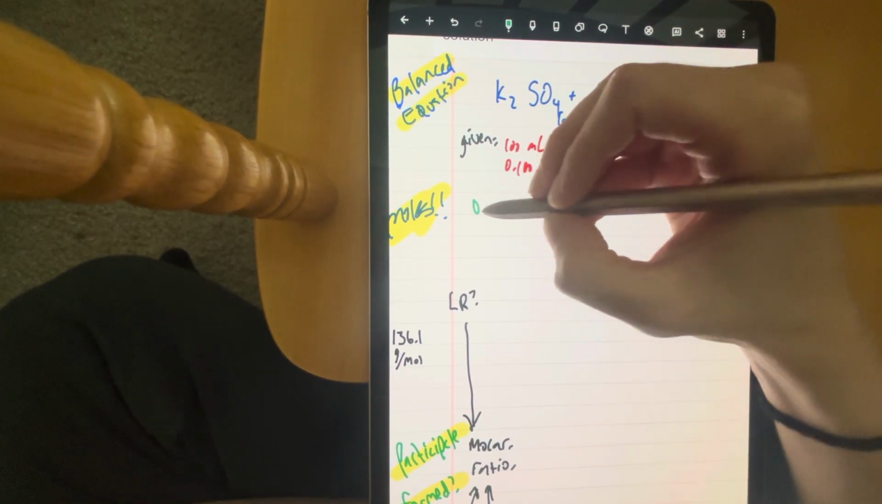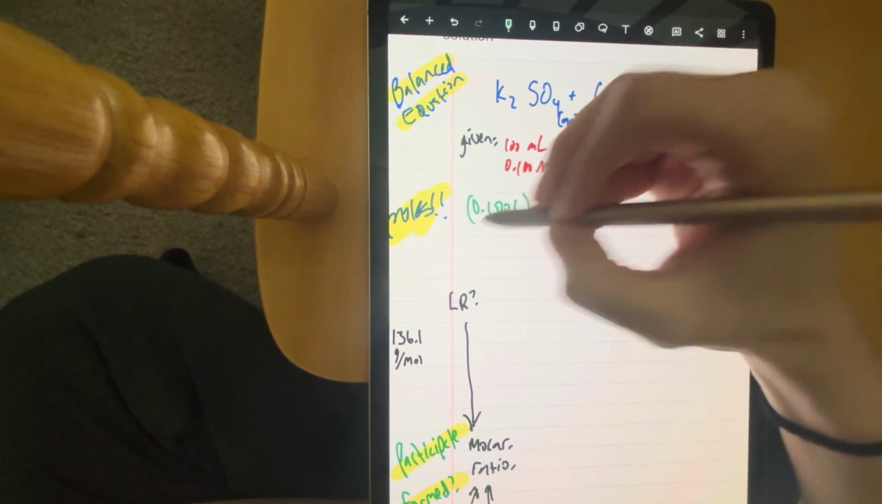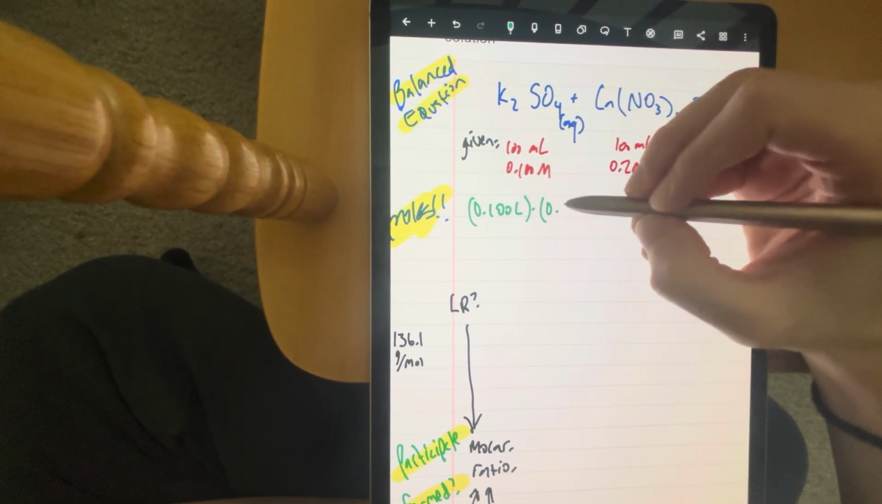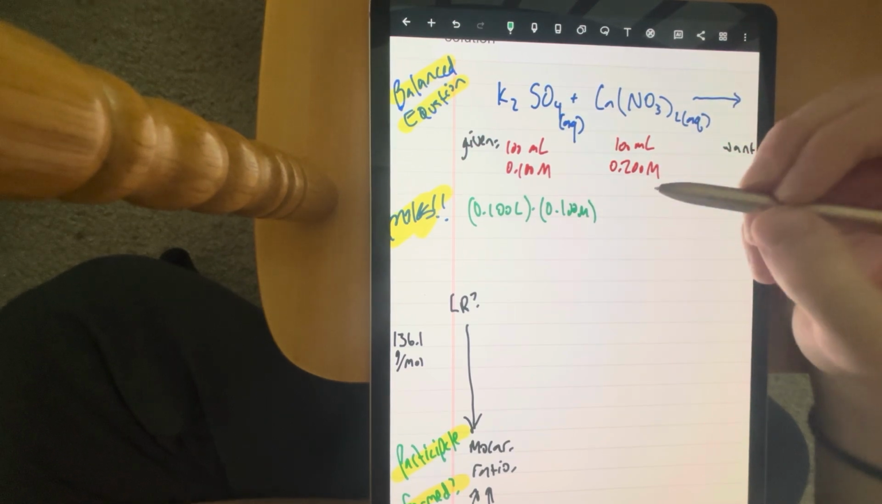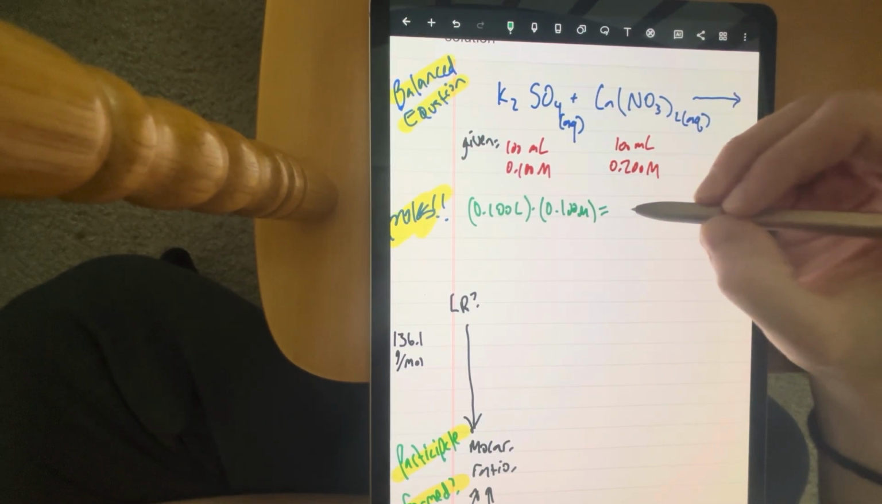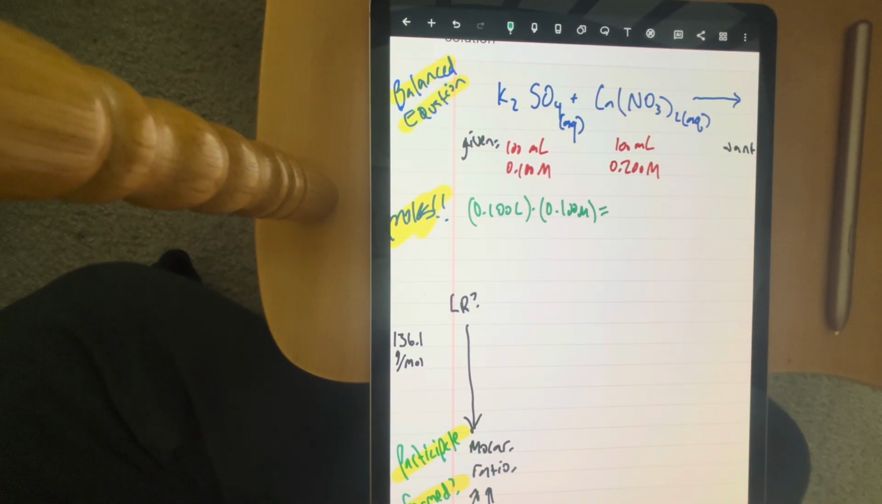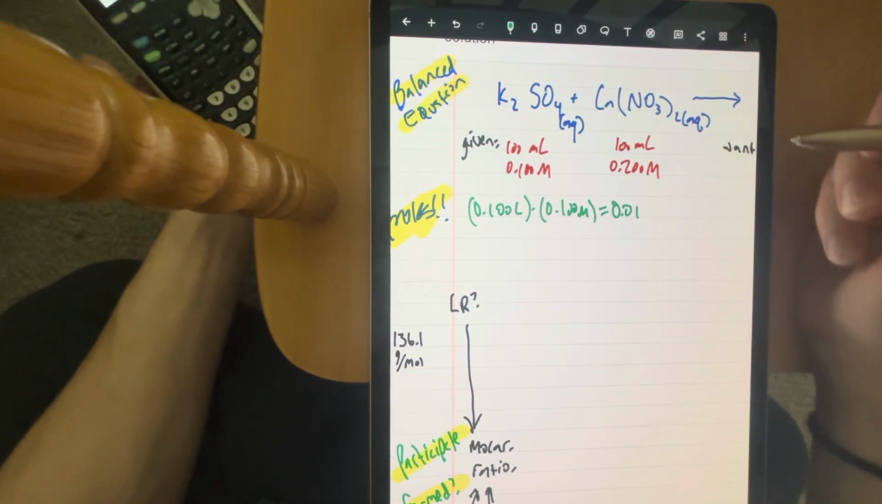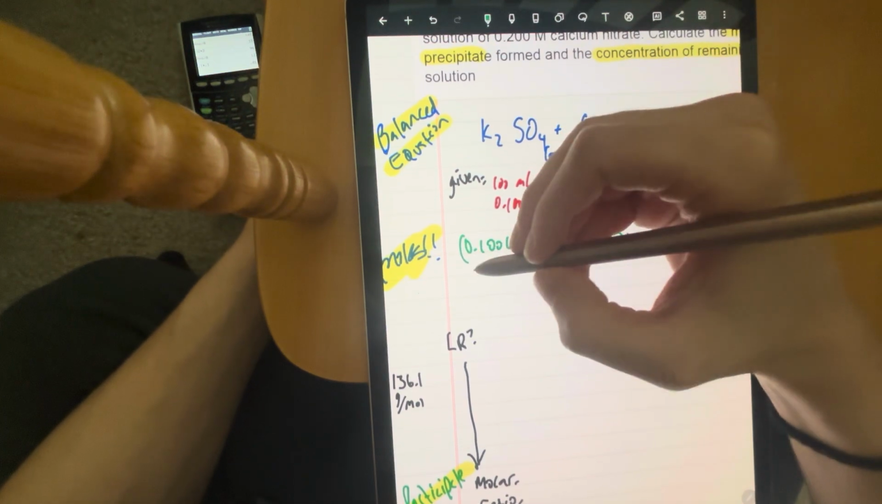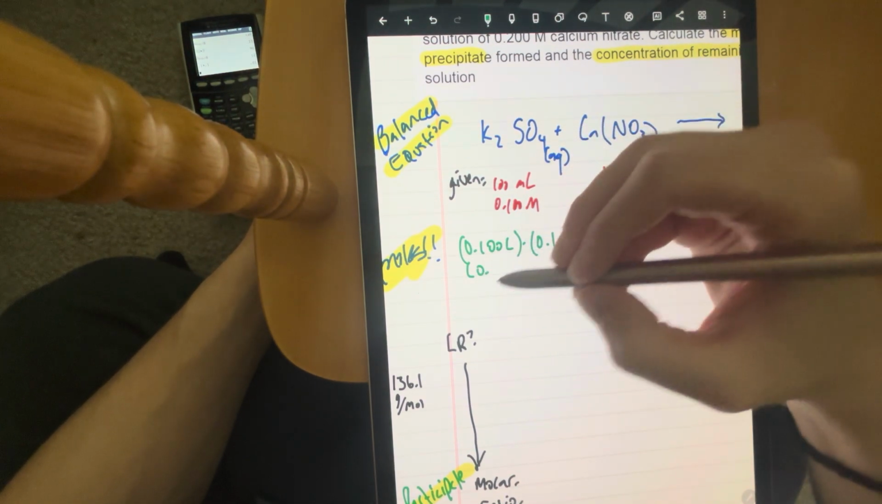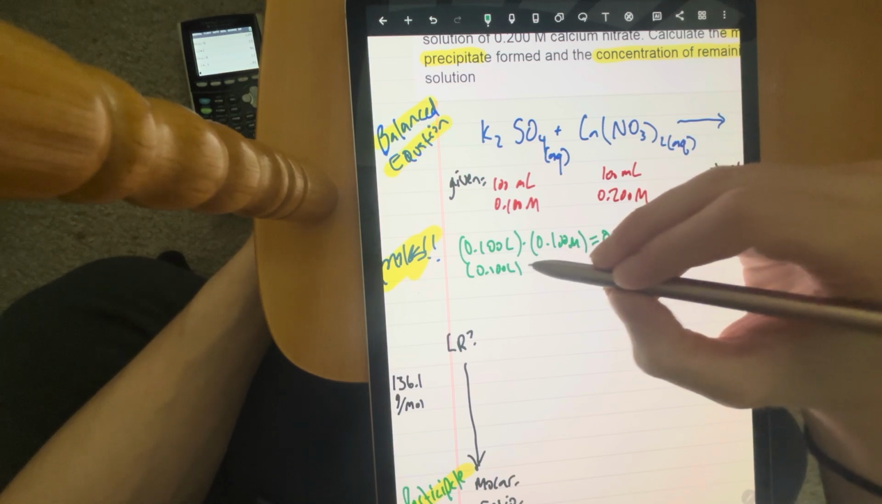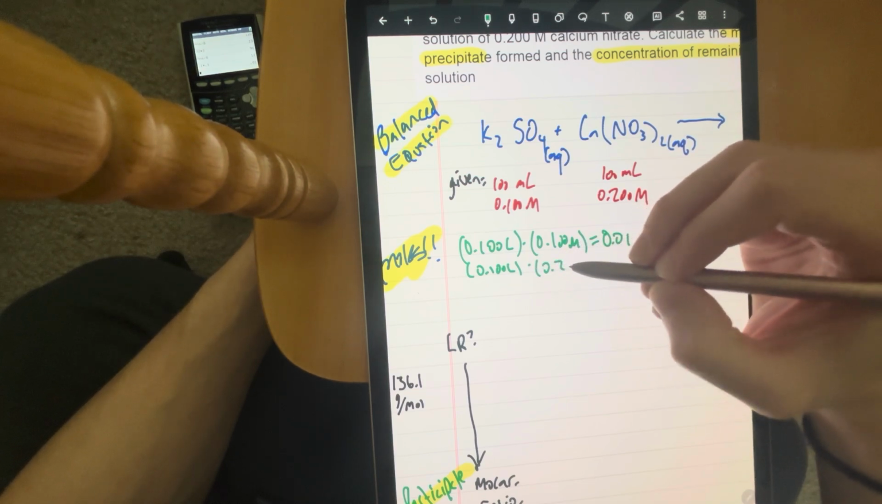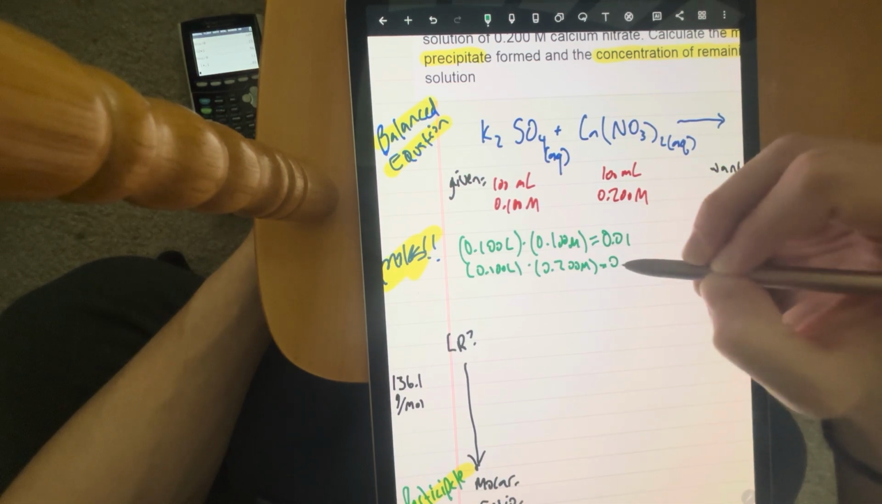Tricking you with that. So we're gonna say 0.0100 liters times 0.100 molarity. That is equal to how many moles? Quick calculator check. That's gonna be 0.01. I'm not stupid, I swear. I just wanted to be sure. All right, now we're gonna do that for the second one, which is gonna be 0.100 liters, and then let's multiply times the molarity. That's gonna be equal to this.